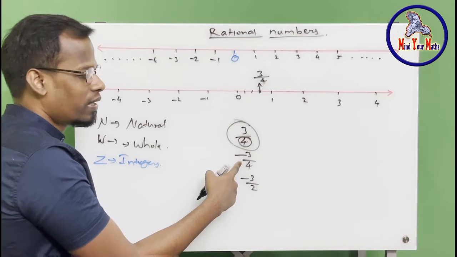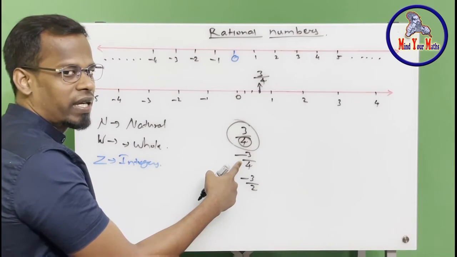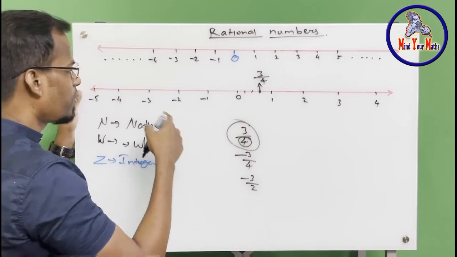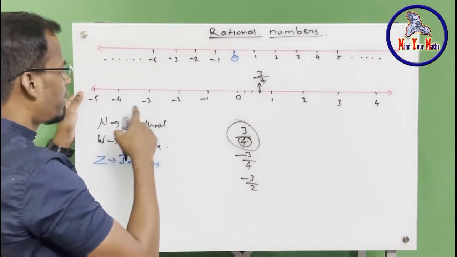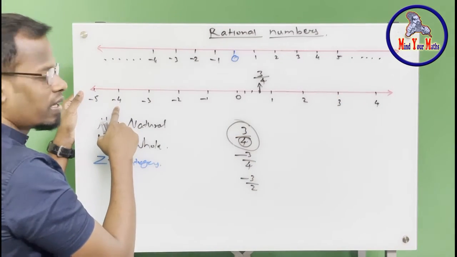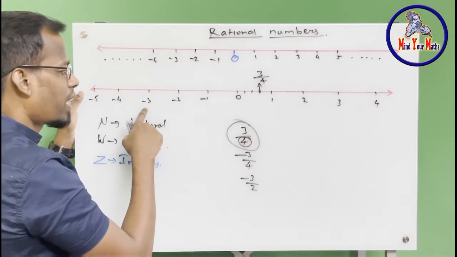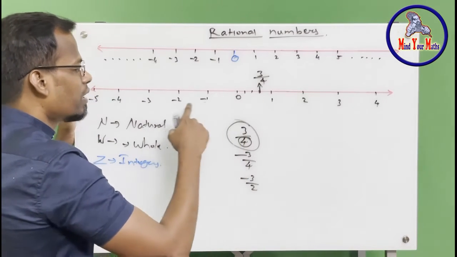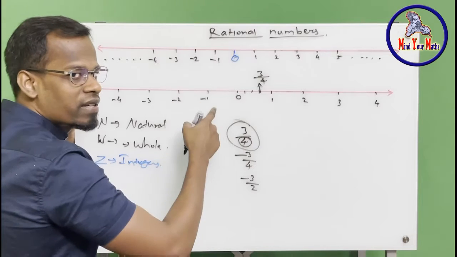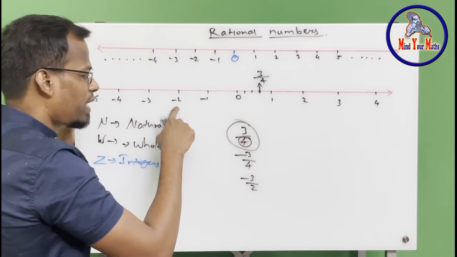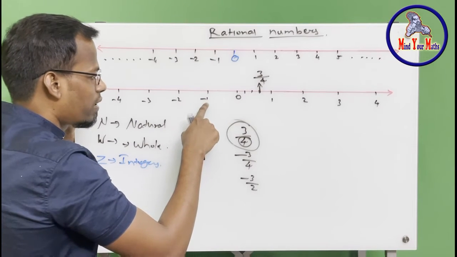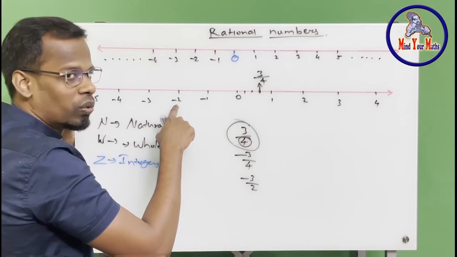I'll tell you why. This is another rule that you will read in your book: if you go from left to right in a straight line where there are negative numbers as well, and you take any number in the line, the number to the right of the number that you are picking is greater than that number. What it means is that negative 1 is greater than negative 2.